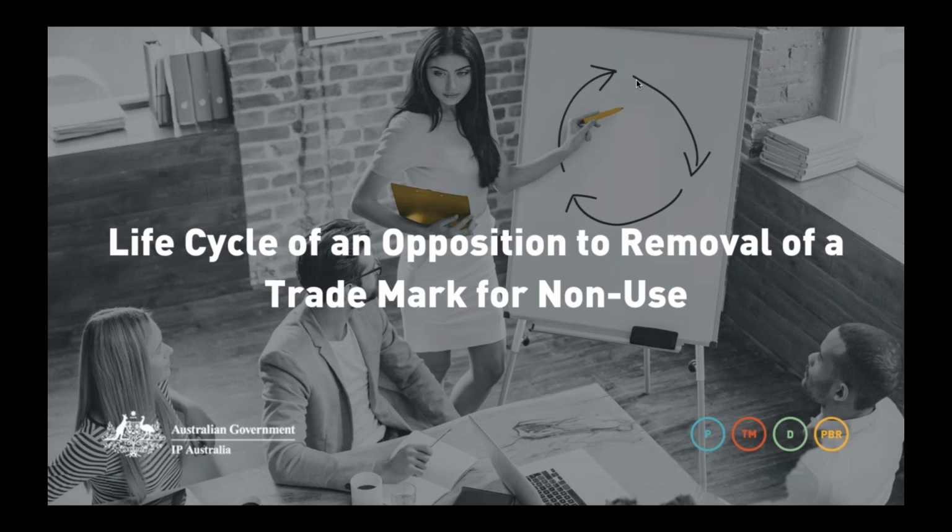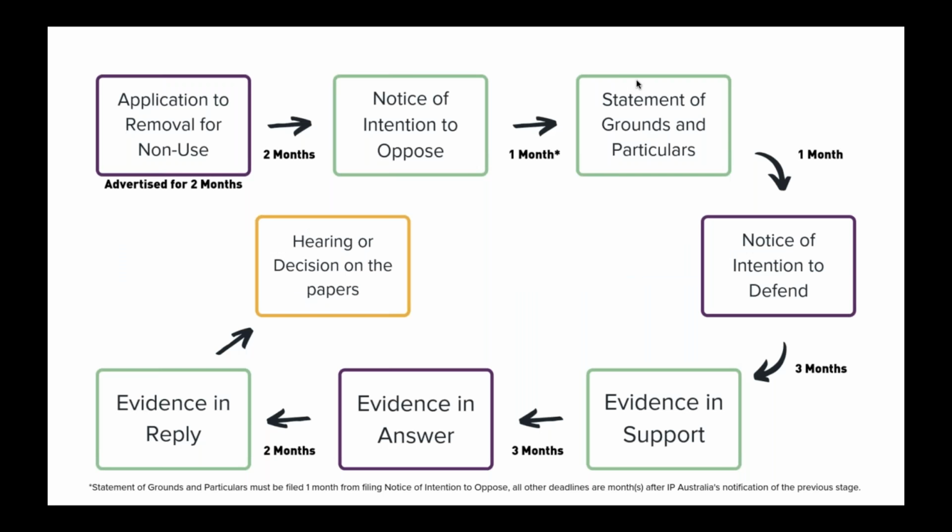Let's now take a look at the life cycle of an opposition to the removal of protection or cessation of a trademark registration for non-use. This flowchart shows all the stages in an opposition to the removal of a trademark registration for non-use. However, if a notice of intention to oppose, the statement of grounds and particulars, the notice of intention to defend, or the evidence in support is not filed within the relevant timeframe, the opposition will end.